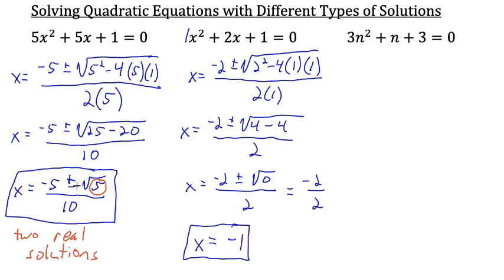Now, back to this one for a moment. Remember, this means negative 5 plus the square root of 5 over 10, and negative 5 minus the square root of 5 over 10. That's why there's 2 real solutions. But here we have 1 real solution. Now, the reason why we only have one real solution was because we ended up with 0 there, wasn't it? And that square root, this plus or minus part of the equation went away.